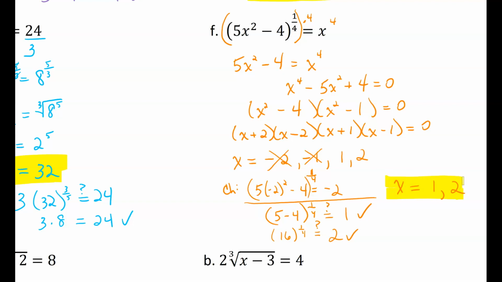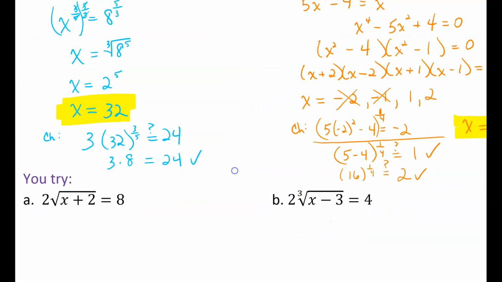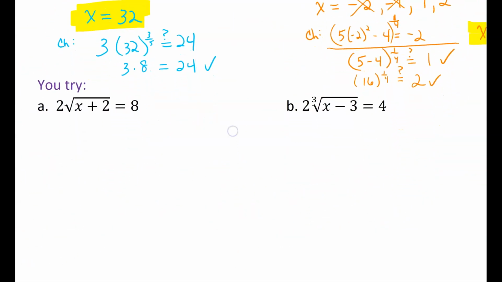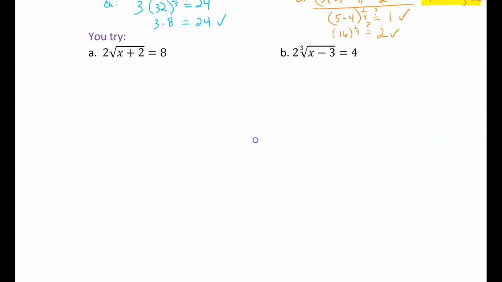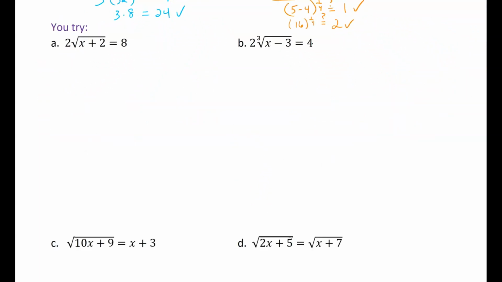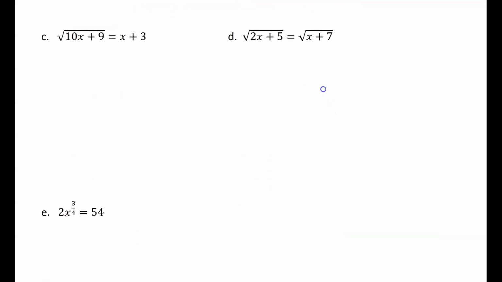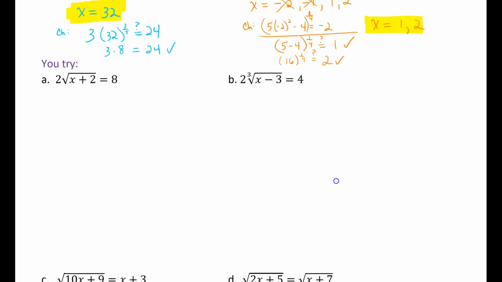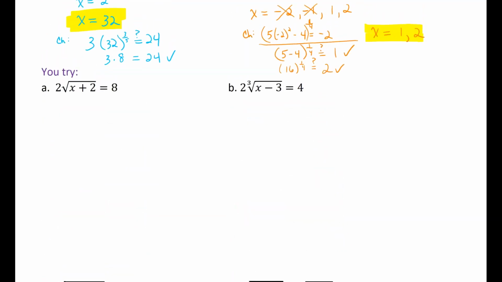Okay, so at this point, I would like you to look at these next 4 problems here and try them on your own. Actually, there's 5 problems. There's one more down here. So we'll start with these 2 here. So go ahead and pause, work through them, and then you can come back and compare your solutions to my solutions.